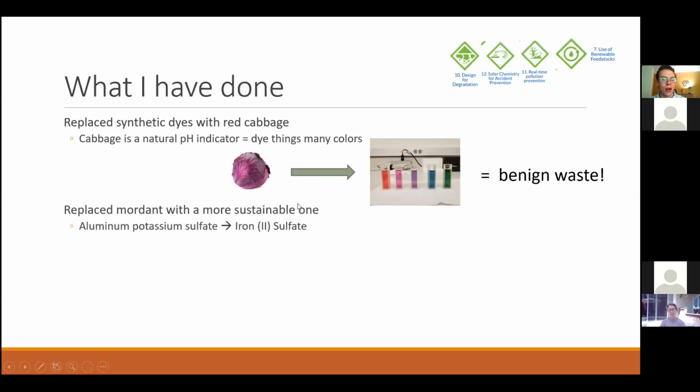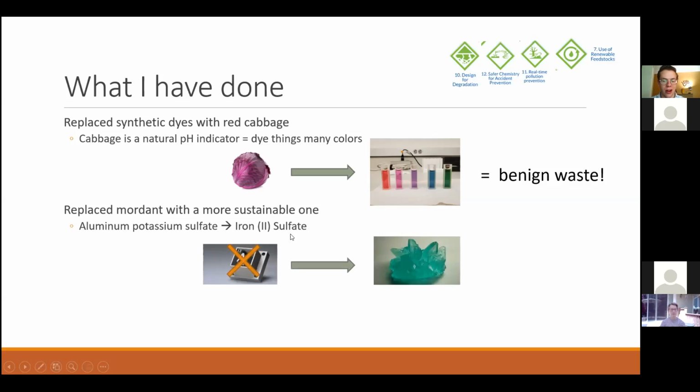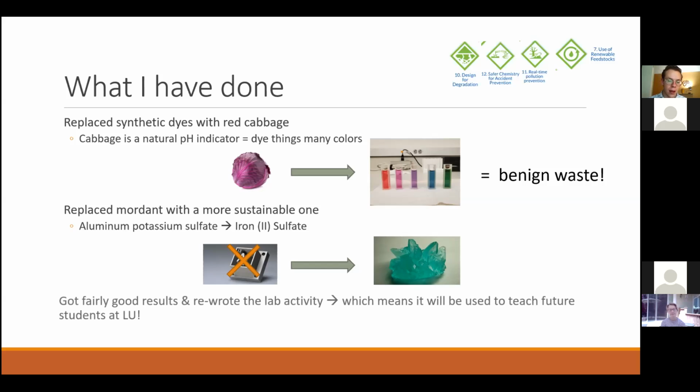I also replaced the mordant with a more sustainable one, aluminum potassium sulfate to iron(II) sulfate. You will recall this image from a few slides ago. And the takeaway from this is that the waste being produced can be handled in a safer way and not have any negative effect on anything, really. As you saw, I got fairly decent dye results. There's a bit of a hiccup with that quality control issue, but fairly good dyeing results.